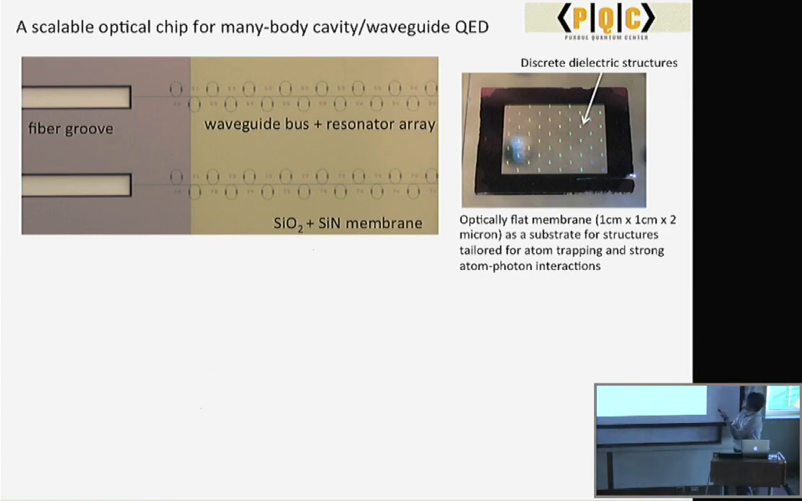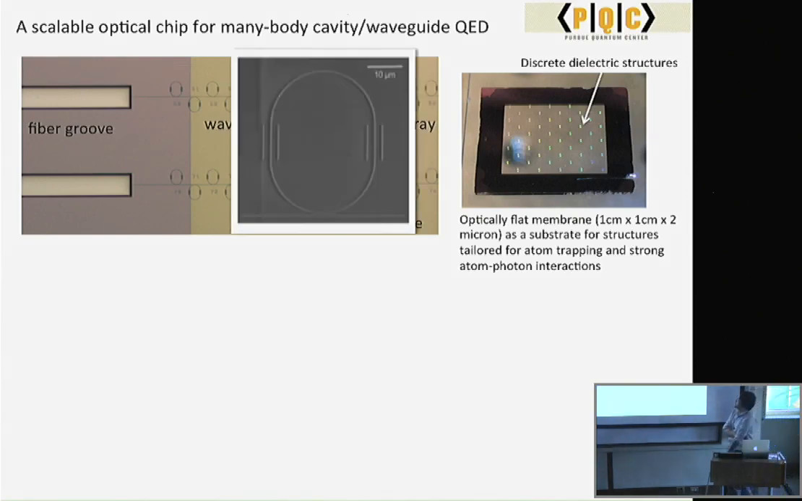And at this moment, we only want to concentrate on coupling atoms to single resonators. Okay, and the membrane will be designed to host whatever structure can be used to trap atoms very tightly above any resonator we are interested in.